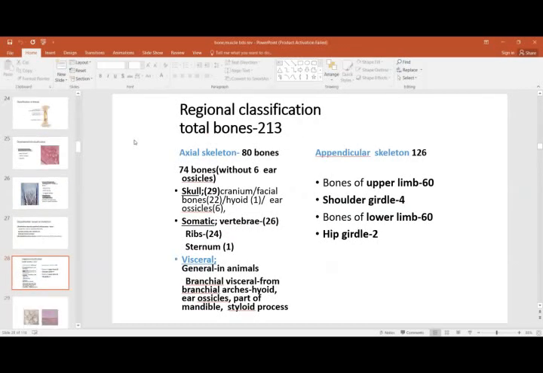Then you can classify bones according to the region. There can be axial bones, which lie in the center: the skull, somatic bones, ribs, and sternum. Then there are appendicular bones, that is, of the upper limb and the lower limb. And then you have those visceral bones, or what we call from the pharyngeal apparatus: the hyoid bone, ear ossicles, mandible and styloid, which I told you before. So that is according to the region, because they lie at the level of the pharynx. So this is regional.